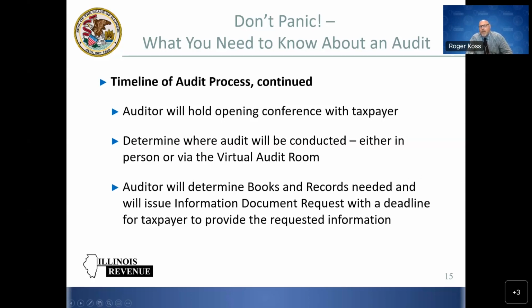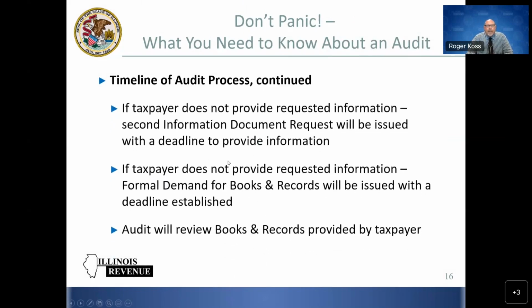Next slide, please. If the taxpayer does not provide the requested information within the time frame based upon the first information document request, a second information document request will be issued to the taxpayer with a deadline. The deadlines are usually 30 days on each of the information document requests, but they can be shorter or longer as needed. If the taxpayer does not provide the information requested upon 2 requests, the auditor will issue a formal demand for the books and records with a deadline of 30 days to provide that information. Once the information is provided by the taxpayer, the auditor will begin to review the books and records that have been provided.